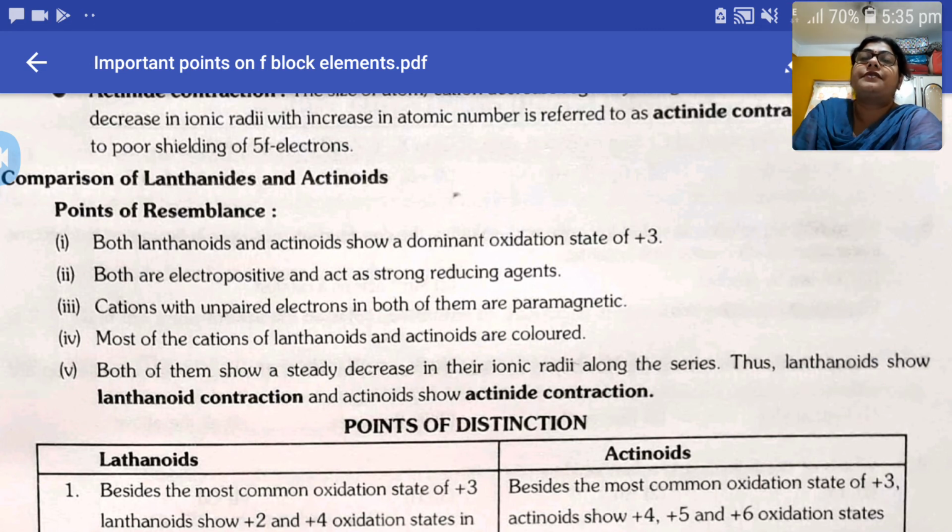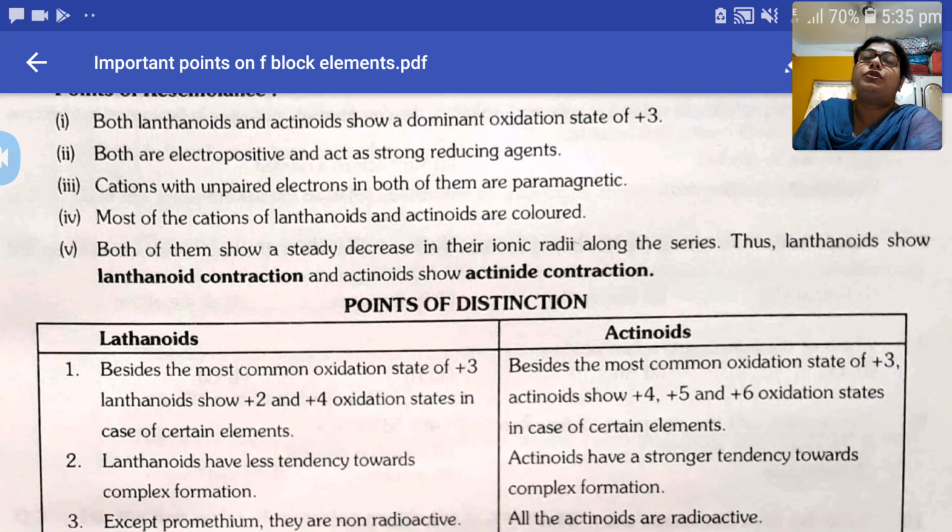Most of the cations of lanthanoids and actinoids are colored. Yes. Then both of them show a steady decrease in their ionic radii along the series. Yes, in both of them there will be a decrease in the atomic radii along the series, which is due to poor shielding effect. One may be named as lanthanide contraction since it is for the elements of the lanthanoid or lanthanide series. The other is actinide contraction for the elements of the actinide series.